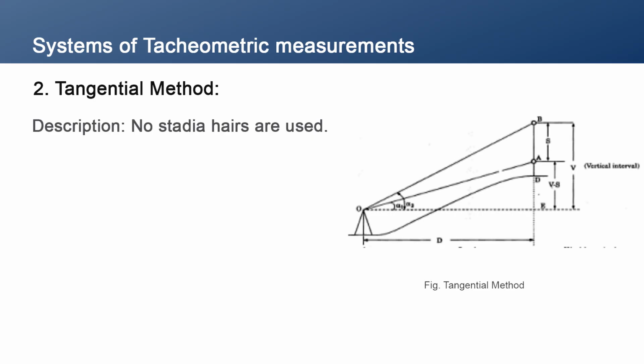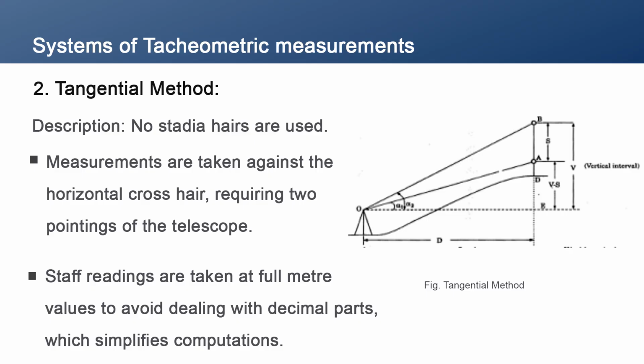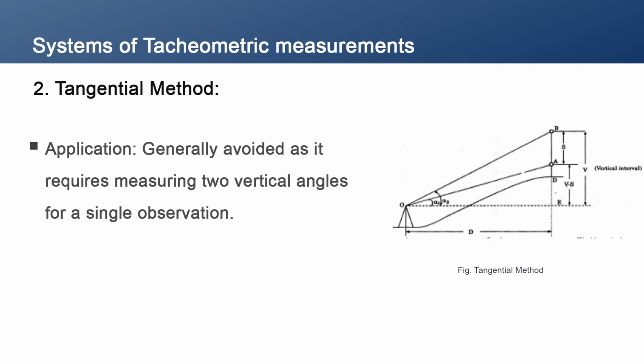The tangential method, unlike the stadia hair methods, does not use stadia hairs. Instead, readings are taken on a staff against the horizontal crosswire of the instrument. To measure the staff intercept using this method, two pointings of the telescope are required. Typically, staff readings are taken at full meter value to avoid dealing with decimal parts, which simplifies the computations. Although this method is effective, it is less commonly used due to the necessity of measuring two vertical angles for each observation, which can be more time consuming and complex compared to the other methods.